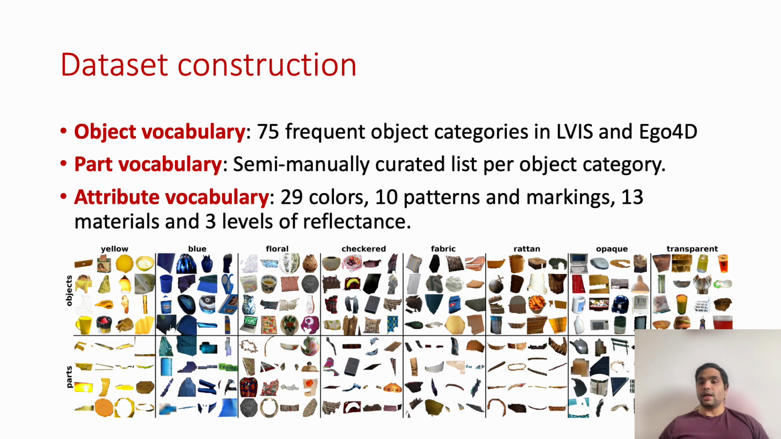The object vocabulary in our dataset contains 75 common objects found in LVIS and Ego4D. The part vocabulary was carefully constructed for each object category by mining from web sources as well as manual curation. Our attribute vocabulary spans colors, patterns, materials, and reflectance. It was chosen based on careful data analysis to have good coverage across all instances in the dataset. Sample object and part masks for a few attribute categories are shown here.